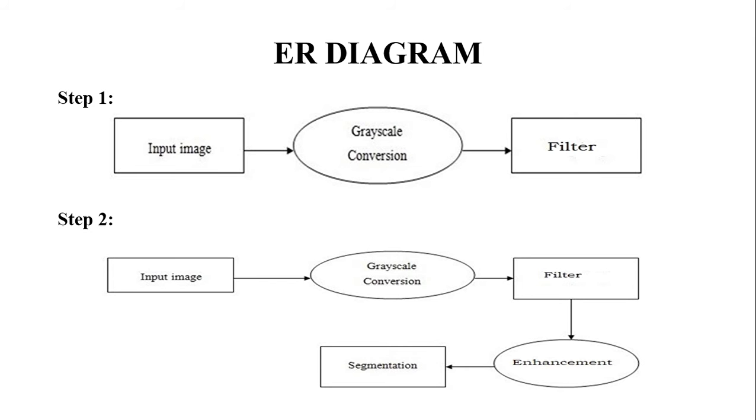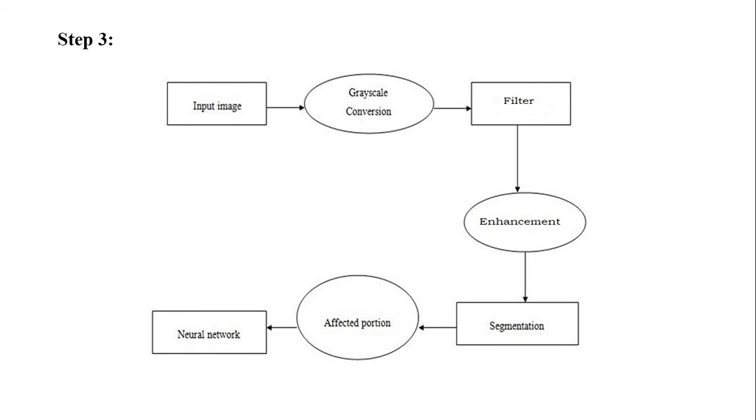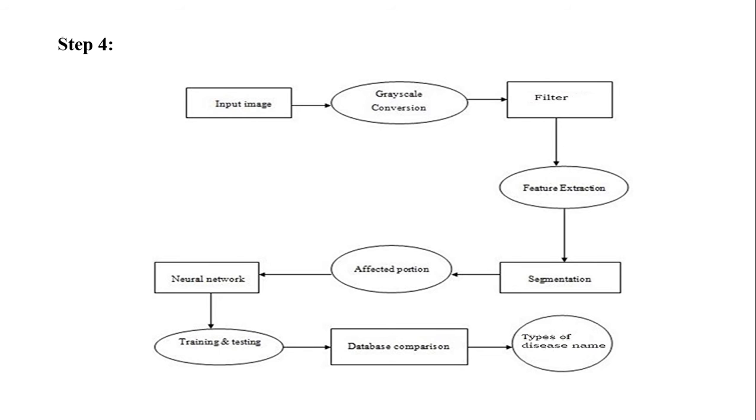This is the ER diagram. The first step where the input image is given by the user, which is converted to grayscale conversion, and the filter has been applied. In the second step, it has been adjusted by using a median filter and the segmentation process is carried out. In the third step, the affected portion is separated by using the neural network concept. Finally, the database has been compared with the trained images and the type of disease has been announced to the user.